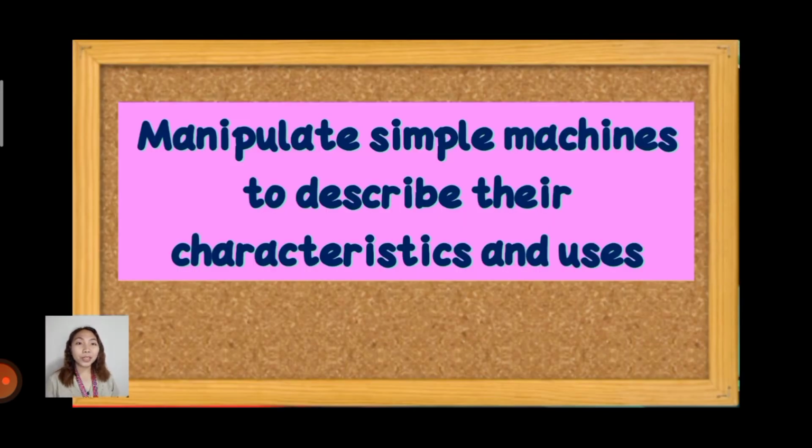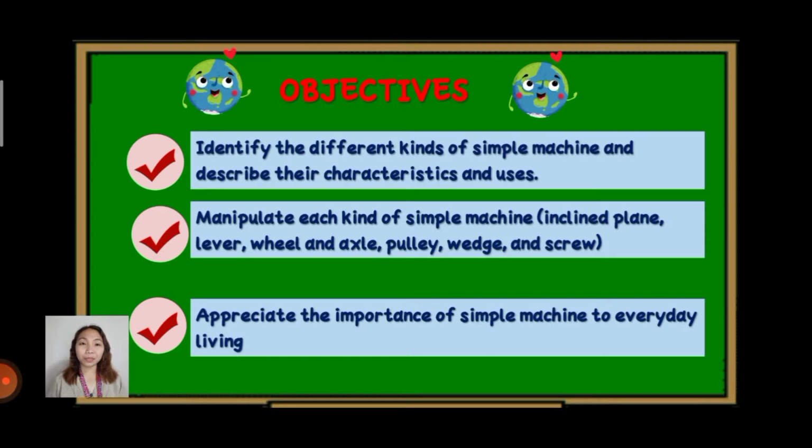So, we need to manipulate simple machines to describe their characteristics and uses. The objectives of this lesson: first, you need to identify the different kinds of simple machine and describe their characteristics and uses. Second, manipulate each kind of simple machine: the inclined plane, lever, wheel and axle, pulley, wedge, and screw. And the last one, we need to appreciate the importance of a simple machine to everyday living.